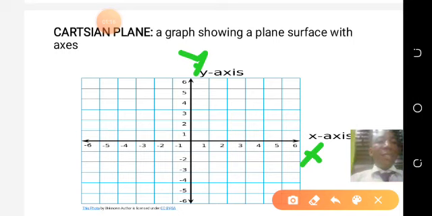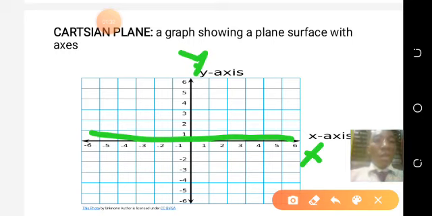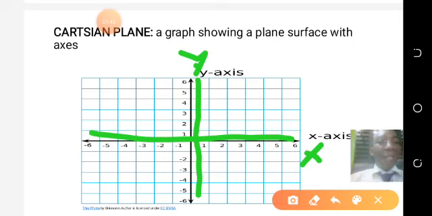The x-axis, on the other side, you can see that it is more or less a horizontal line. And this is what we call a vertical line, from the top to down, and we call that the y-axis, and we call this the x-axis.